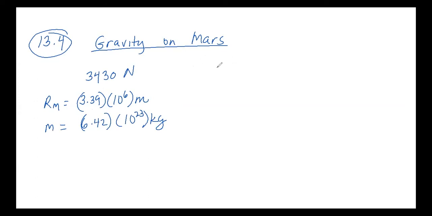All right, so first of all, we need to know the mass of that robotic lander. So we're going to do 3,430 divided by 9.8 meters per second squared. That is going to give us 350 kgs. All right, now we're good to go.